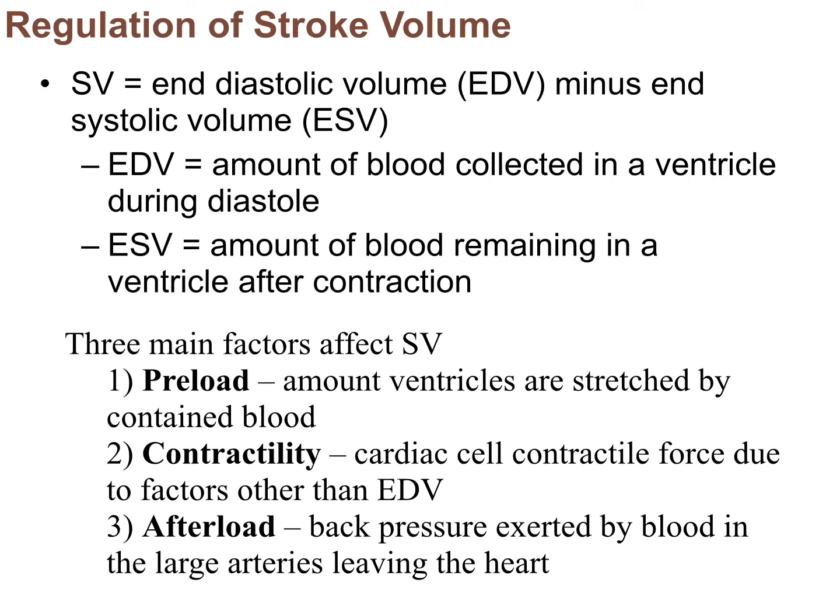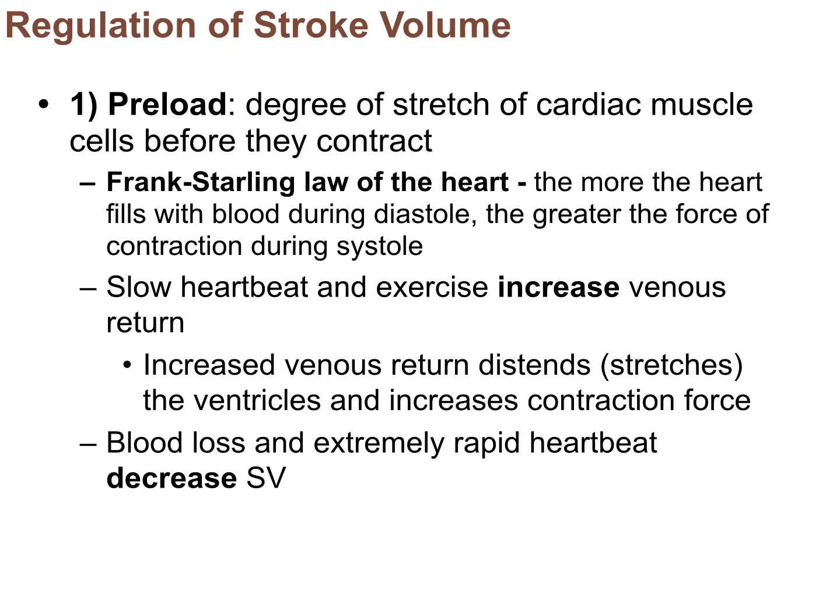Now, there are 3 main factors affecting stroke volume. We're going to cover each of these: preload, contractility, and afterload. So we'll look at these on the subsequent slides. The first factor affecting stroke volume is called preload. This is the stretch of the heart chamber prior to contraction.